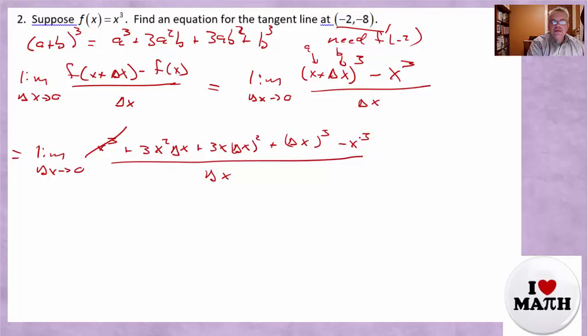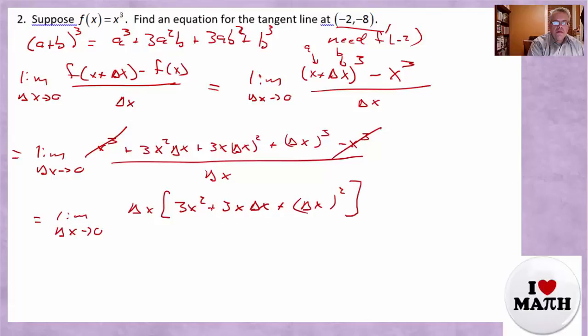Wow. Actually, this is going to be over quick. The x cubes cancel. X cubed minus x cubed. I'm going to factor out delta x here. Every term has at least one factor of delta x. And you're going to be surprised how fast this falls apart. So delta x times 3x squared plus 3x delta x plus delta x squared all over delta x.